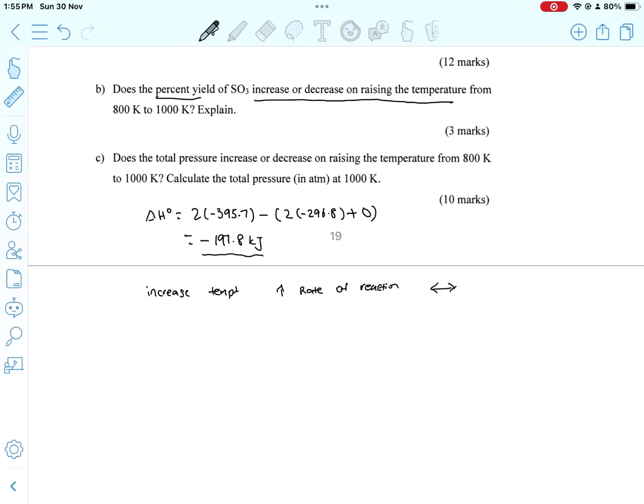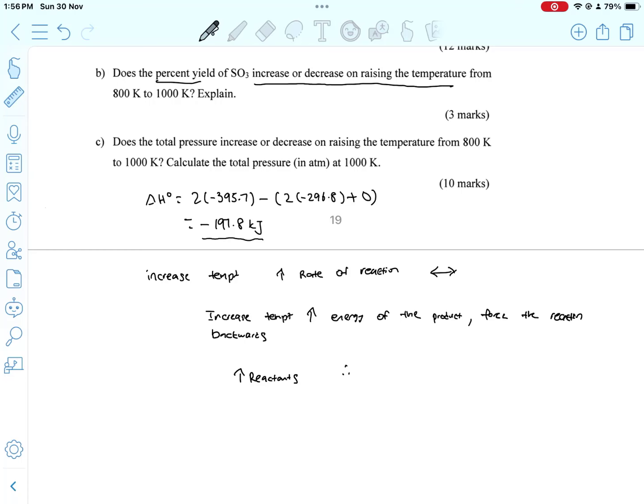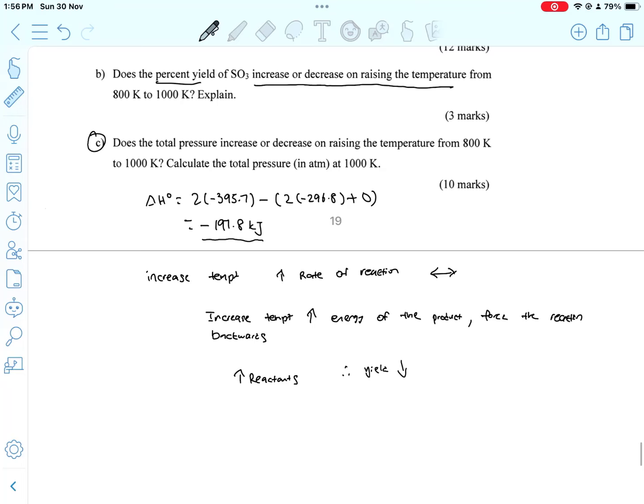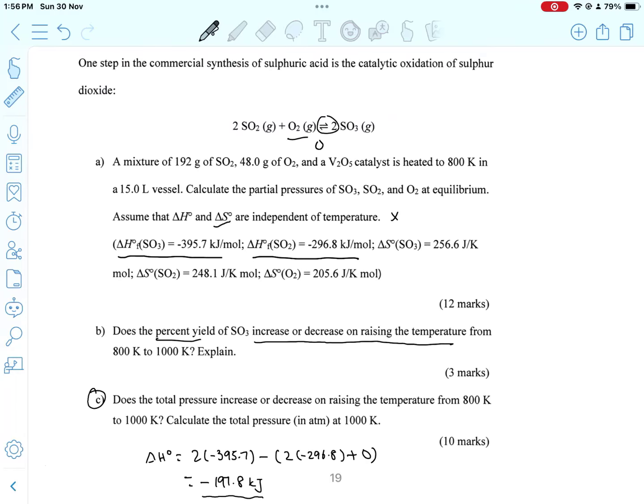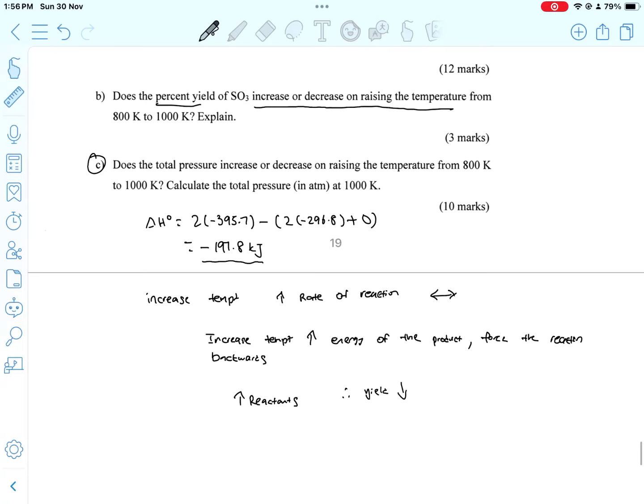Because it's an exothermic reaction, if we increase the temperature of the reaction, we're actually increasing the energy of the products. And that will force the reaction backwards. So instead of getting your products, you'll get back your reactants. And from this, you can tell how increasing temperature would affect the percent yield. Because you have more reactants than products, your percent yield will decrease. Then you can use this to solve part C. Because of your decrease in yield, you'll have more reactants, and more reactants in this case will have more moles, which will increase pressure.